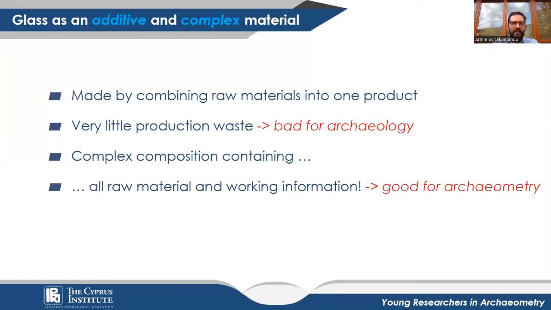Let me now elaborate a bit more on the terms additive material and complex material. As I said, glass is made by combining raw materials into one product. Usually, we need at least 2 raw materials, as we will see in the next few slides: a glass former and a flux. This production of glass does not leave behind many traces.